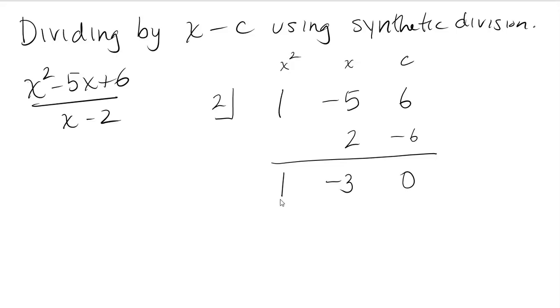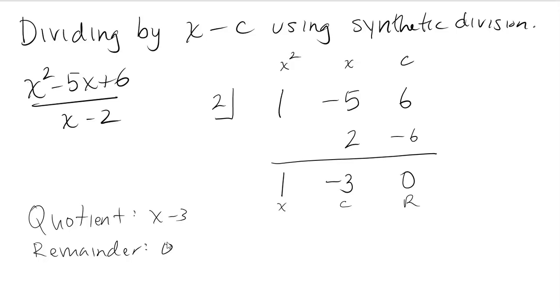These are the terms of the quotient, and the last part is the remainder. And because we're dividing by x, each term of the quotient is 1 degree smaller than the terms we were dividing into. So since this was an x squared, this is an x term. And since this was an x term, this is the constant. And then since this was a constant, this is the remainder. So our quotient is x minus 3, and our remainder is 0, which is exactly what we got when we did it by long division.